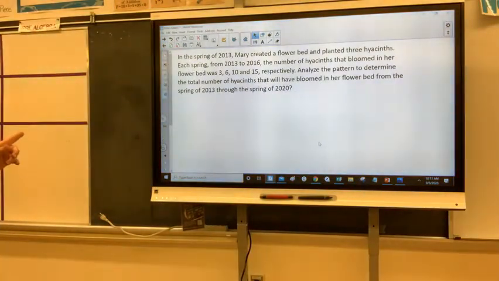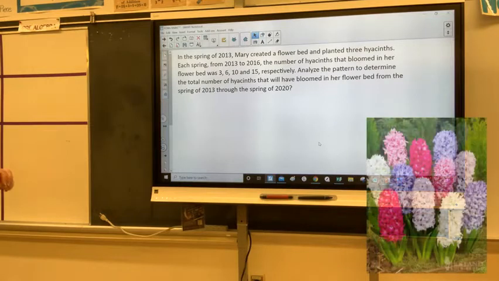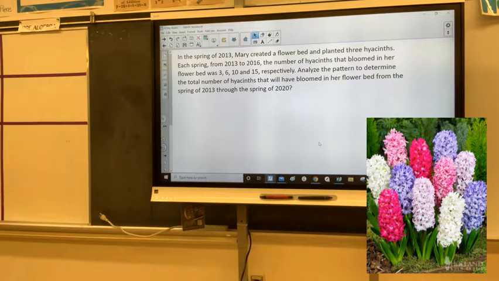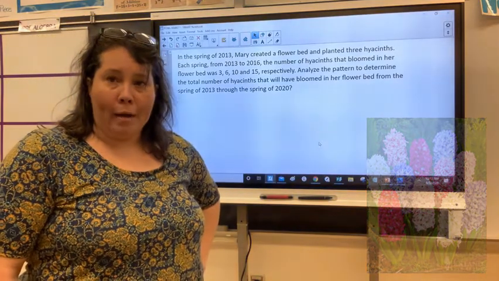In the spring of 2013, Mary created a flower bed and planted 3 hyacinths. Each spring from 2013 to 2016, the number of hyacinths that bloomed in her flower bed was 3, 6, 10, and 15, respectively. Analyze the pattern to determine the total number of hyacinths that will have bloomed in her flower bed from the spring of 2013 through the spring of 2020, okay?